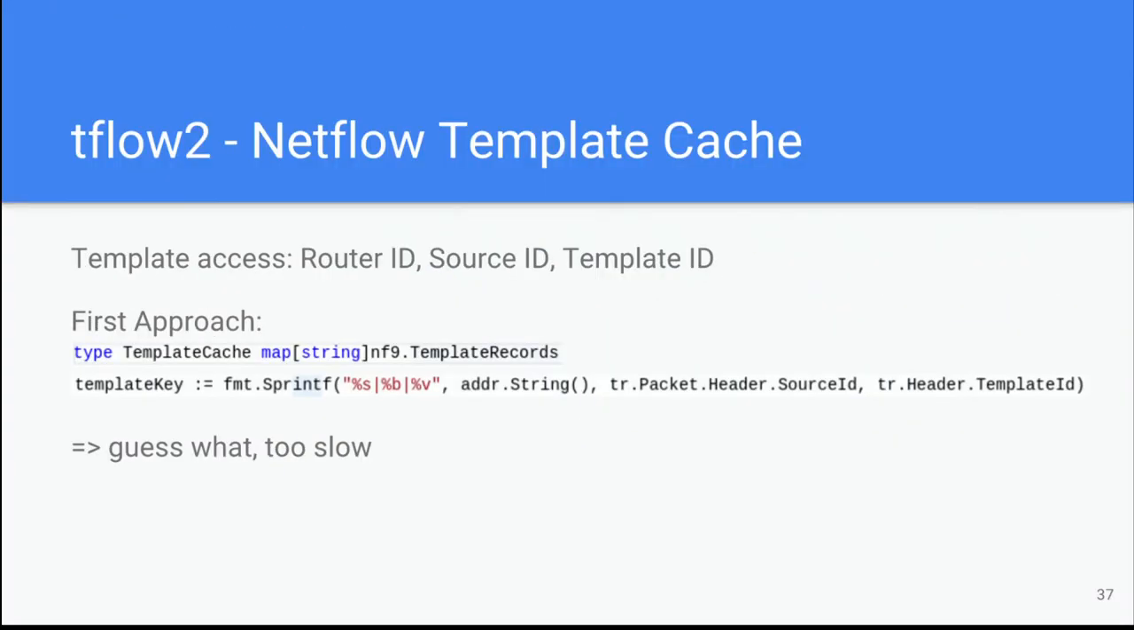As I mentioned in the beginning, Netflow is based on this templating thingy from version 9 onwards. You're receiving the templates on a regular basis that explain to you how the data actually has to be interpreted. So the program has to keep track of what templates it actually sees. And whenever a flow comes in, there's a flow ID, a template ID. And with a template ID, you have to look up in the cache, what is the template like? So I can actually read the data. So the first approach was, let's have a map, use a string as index, and put the template records in there.